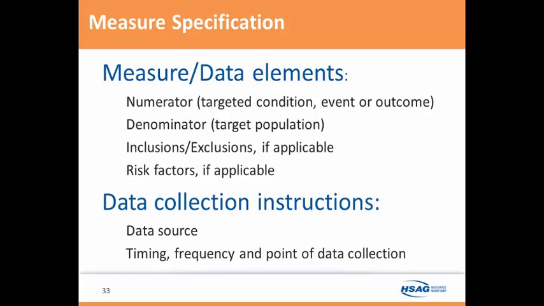The quality measure also includes data collection instructions, and those pertain to the data source, that is, whether the data comes from claims, registry, chart abstraction, or electronic health records, and when, how often, and where the data are collected. Specifications are influenced by literature, existing measures, TEP input, subject matter experts, public comment, alpha testing, and beta testing. Measures must be specified with sufficient details to be distinguishable from other measures and to support consistent implementation across providers.